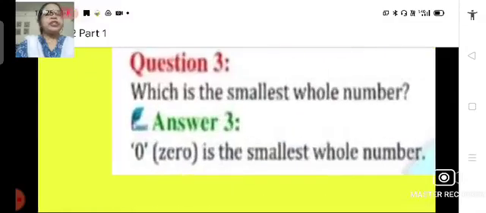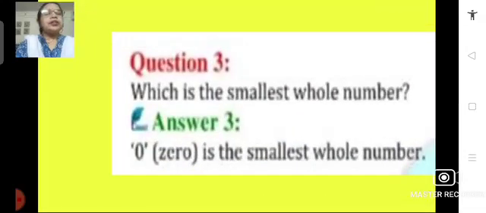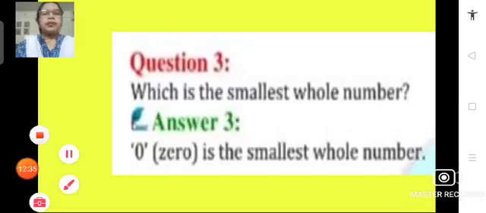Let's move on to the next question. Question number 3. Which is the smallest whole number? Children, we have discussed it earlier. 0 is the smallest whole number. So the smallest whole number is 0.